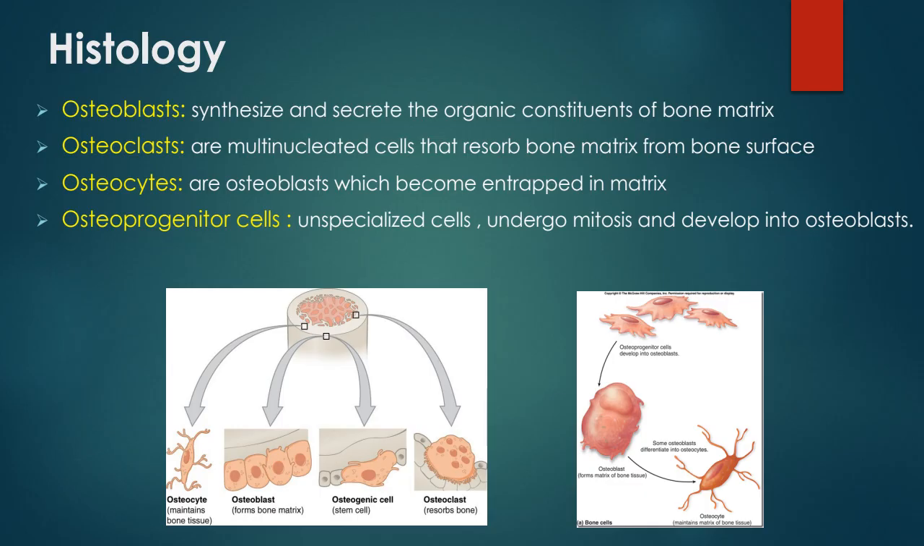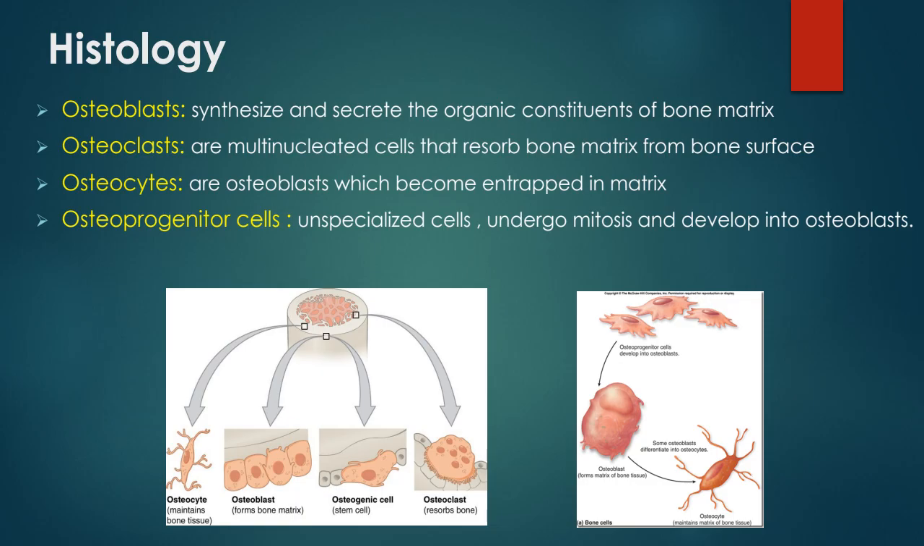When we look at the histology of the bone, we said that besides matrix, we have cells. So what are the main cells that are available in the bone? We have osteoblasts, which are important for secreting the organic constituents of the bone matrix, and they mostly form the bone itself. We also have osteoclasts, which are multinucleated, and they're responsible for resorbing the bony matrix from the bone surface itself. And we also have osteocytes. Osteocytes are impregnated within the bony structure itself.